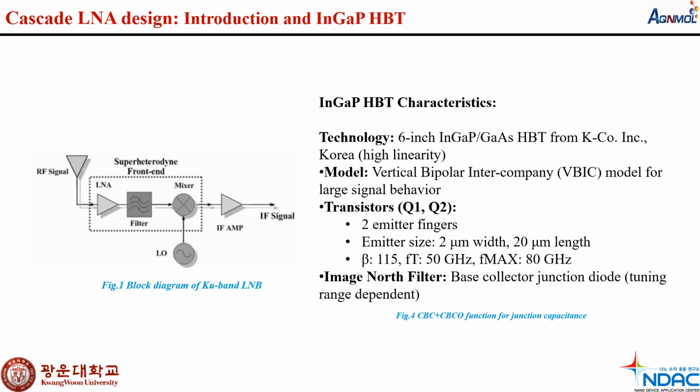So here we'll have a short talk about the Ku band LNA design, about the introduction part, and indium gallium phosphide HBT. This section proposes a new fully integrated image rejection filter for a Ku band LNB system. For example, figure number 1 is the block diagram of the Ku band LNB.